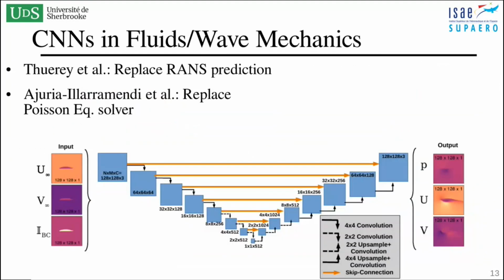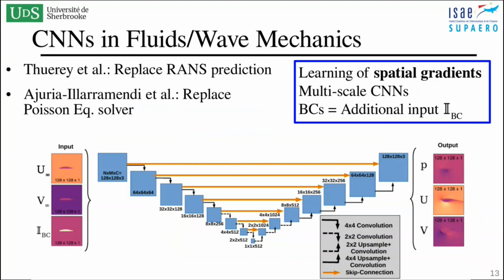About examples of this approach in fluid or wave mechanics applications, we have identified two important ones. The first one, by Tompson et al., replaces a RANS solver with a convolutional neural network, as shown here in the image, and it is basically a multi-scale neural network. Furthermore, Ajuria Illarramendi et al. also use the same type of multi-scale neural network in order to replace a Poisson equation solver.